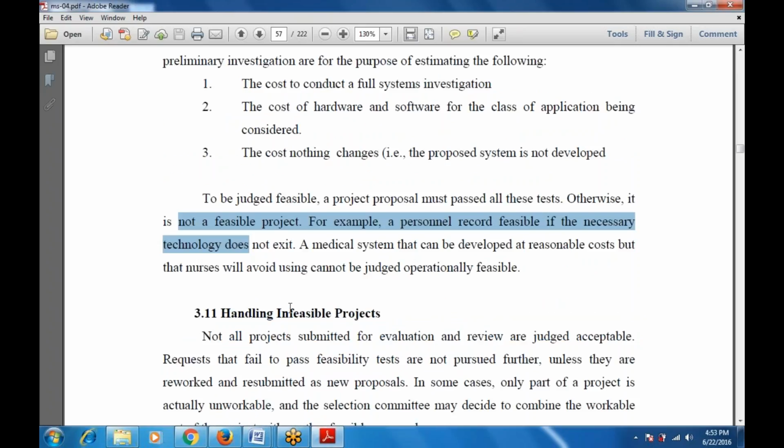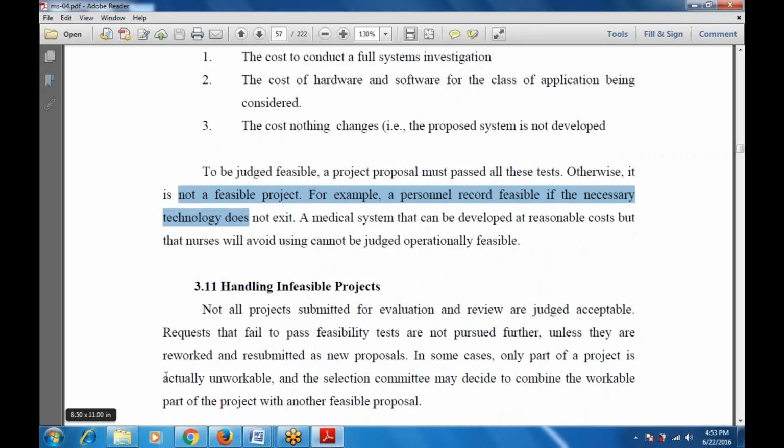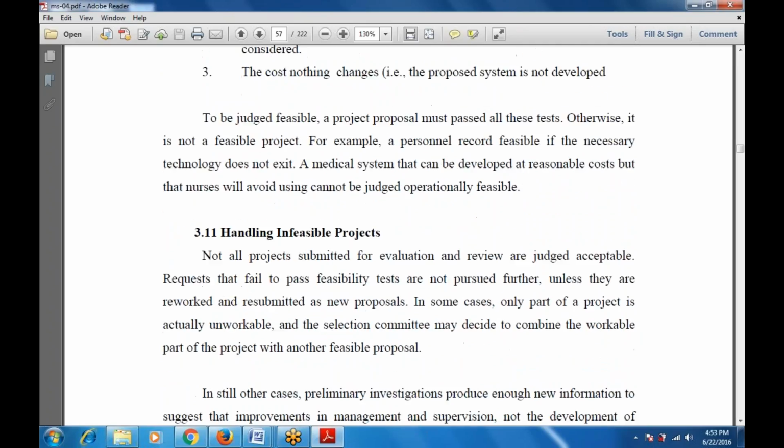Now, how to handle the infeasible project? If there is an infeasible project, that means the project is not feasible. So how to handle them? Not each and every project that is evaluated and reviewed is judged acceptable. Requests that fail to pass the feasibility test are not pursued further unless and until they are reworked and resubmitted as new proposals. In some cases, only one part of a project is actually unworkable, and the selection committee may decide to combine the workable part of the project with another feasible proposal.